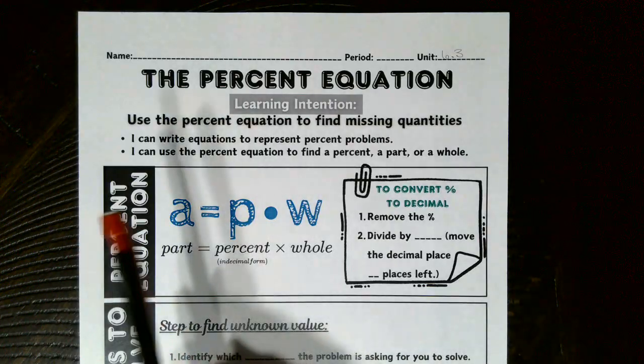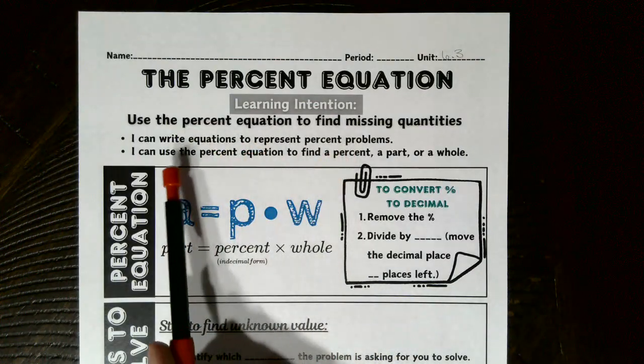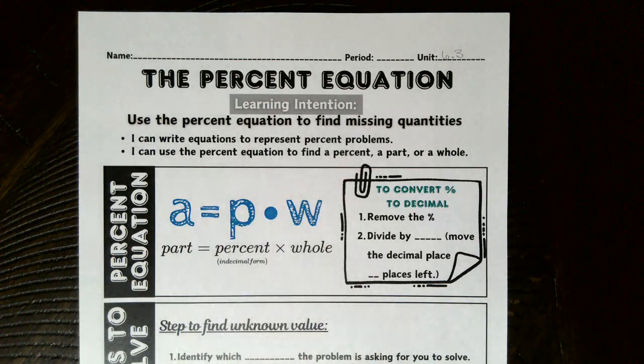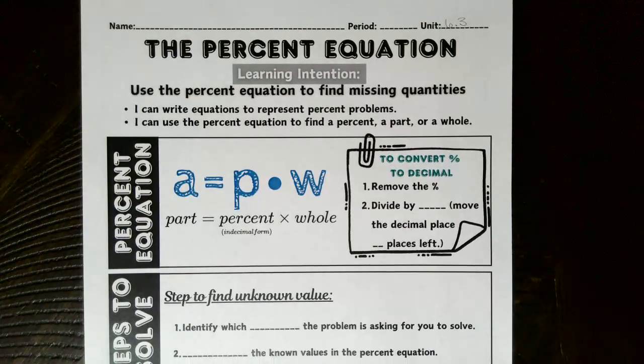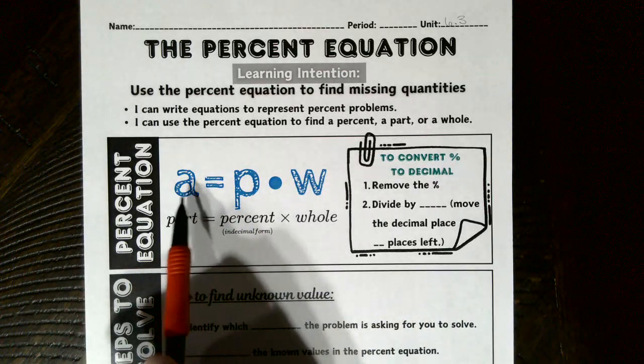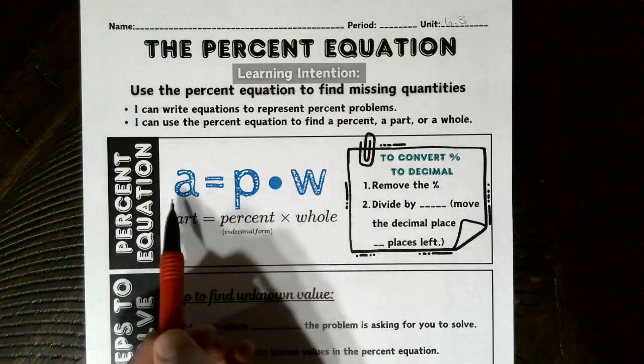You'll know that you're successful when you can write equations to represent percent problems and when you can use the percent equation to find a percent, a part, or a whole. In the last section, we learned about the percent proportion, and now we're learning about the percent equation. These are just different formula options we have to find the missing information. For the percent equation, I have chosen the variables A equals P times W.